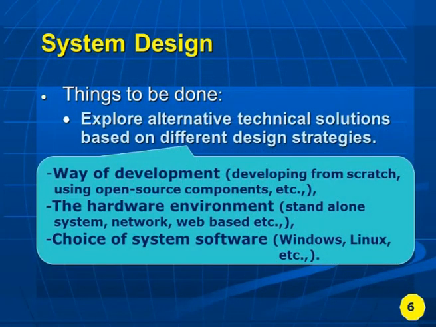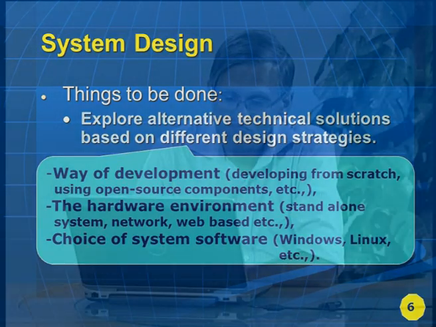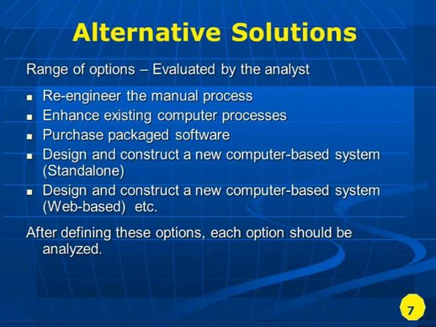Then the things to be done in the design stage: you need to explore the alternative technical solutions based on different design strategies, such as the way of development, whether you are going to develop from scratch or use open source components. You look at the hardware environment, whether you are going to develop a standalone system, a network system or a web-based system. Then the choice of system software, whether you are going to use Windows or Linux. You will come across several options, and then you need to decide on the best option to select to develop the system.